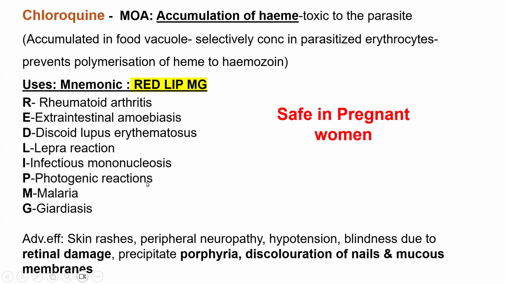For UG level, they won't expect you to write every adverse effect. If you highlight the characteristic adverse effect, that is enough for UG level. So remember, retinal damage for chloroquine, and it has a large volume of distribution. It is an additional point for chloroquine, and it is safe in pregnancy.